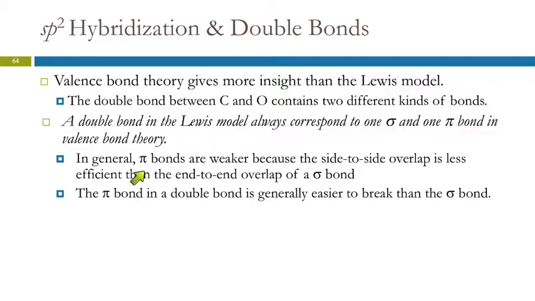The pi bonds are weaker generally because it's side-to-side overlap. It's not as efficient as an end-to-end. And so when you break a double bond, what happens is the pi bond gets broken first, and then the sigma bond would get broken. And so you can break one of the bonds without breaking both of them.